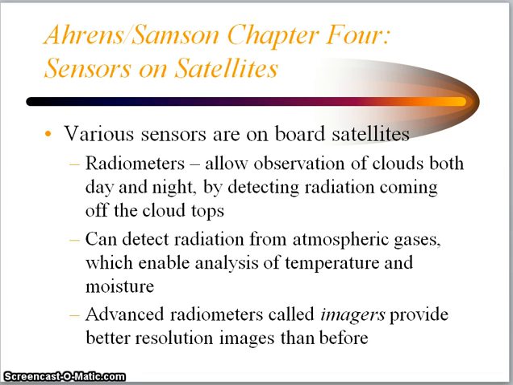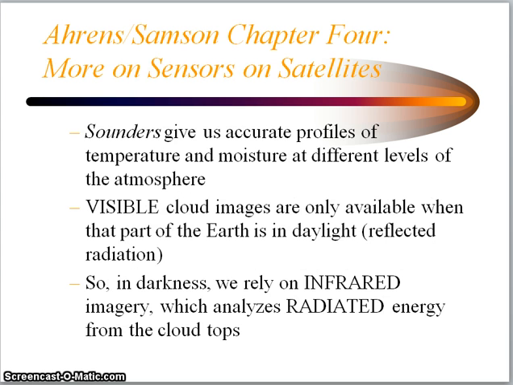The advanced radiometers are called imagers, and they provide better resolution images, sharper images than ever before. Sounders on the satellites give us accurate profiles of temperature and moisture at different levels of the atmosphere, which is kind of amazing that we can do this from space. Visible cloud images are only available when that particular part of the Earth is in daylight. That's radiation that is reflected from surfaces. So when a particular part of the Earth is in darkness, we rely on the infrared imagery, which analyzes radiated or emitted energy from cloud tops, not reflected energy.